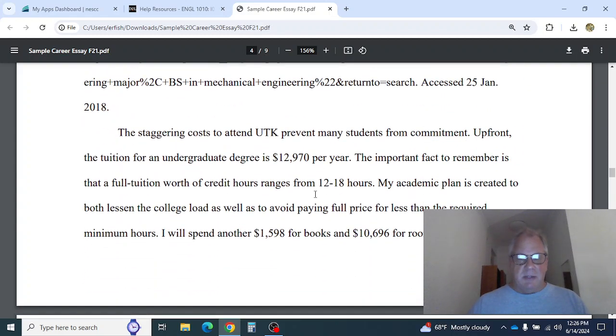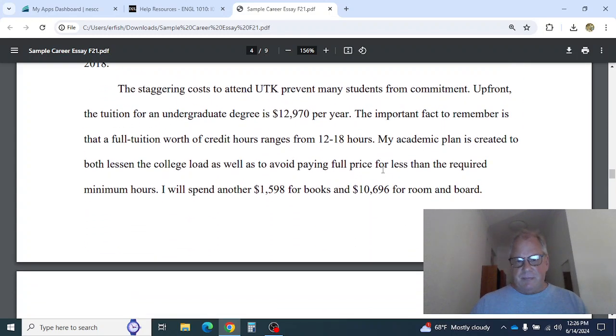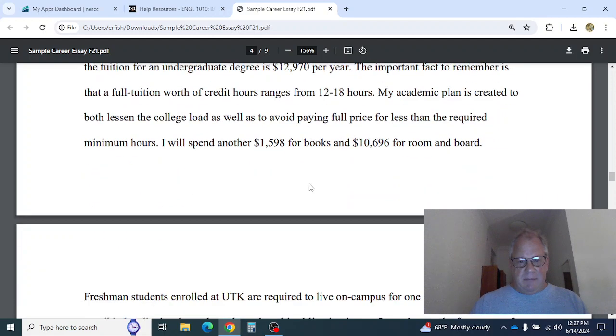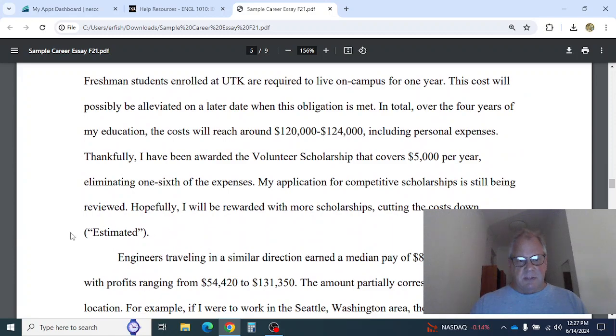And then he's going to talk about the cost for UT, and that's what he's doing there. And yeah, there he cites the source down here. So he's kind of got a paraphrase going there, giving us quite a bit of information in his own words and sentence structure, and he's citing that.